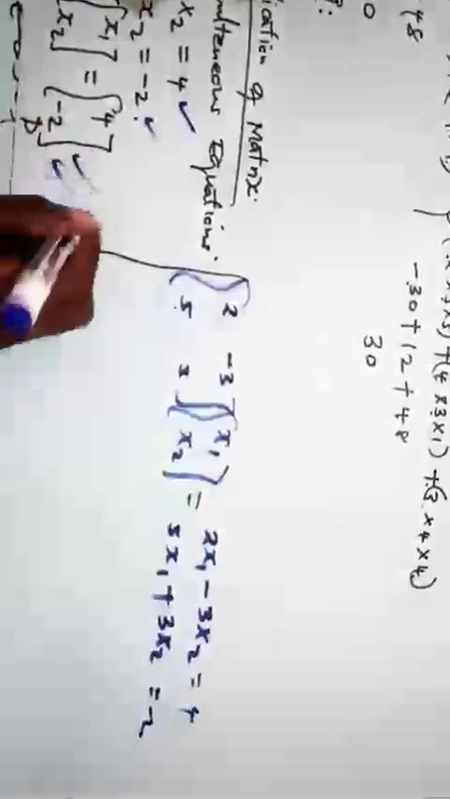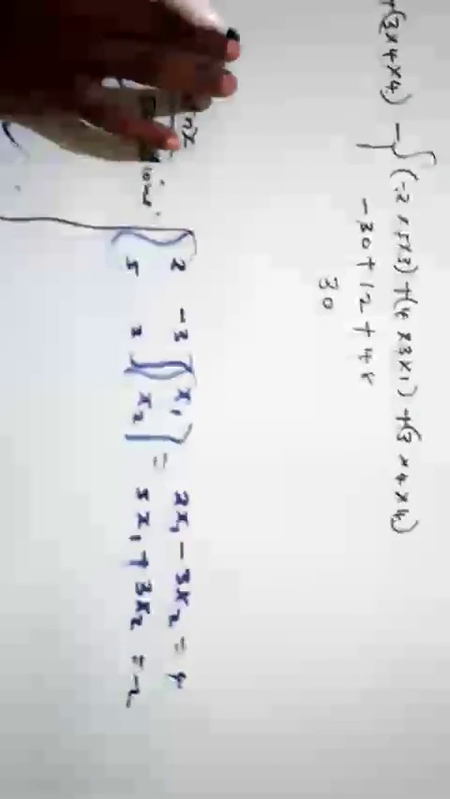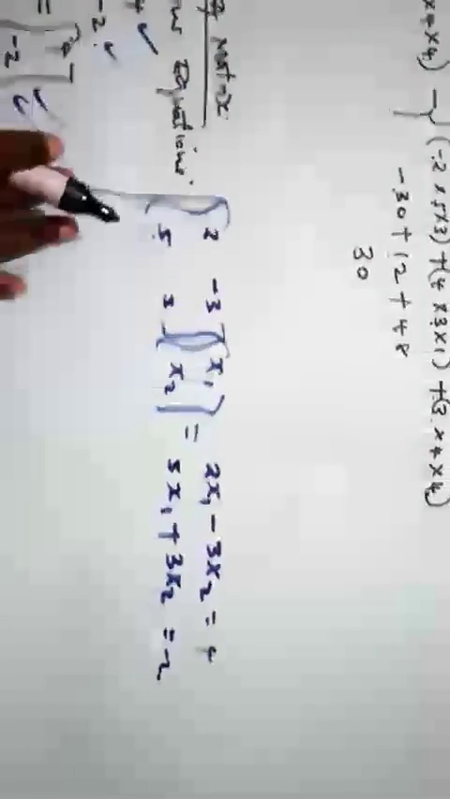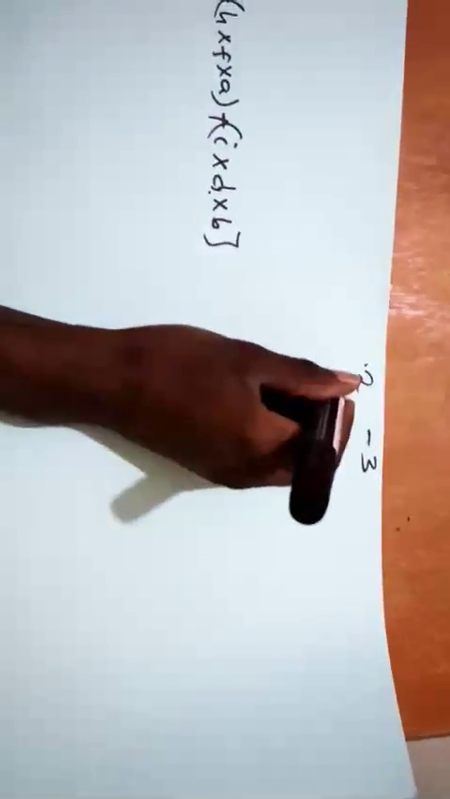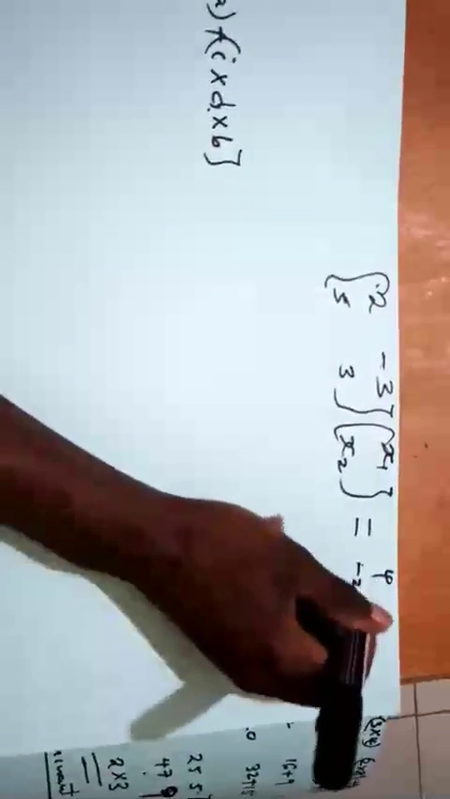So this matrix, we can solve it. Let's proceed and solve that kind of matrix. So we are talking about a 2, a negative 3, and we have a 5, a 3, x1, x2, and here they are giving us 4, negative 2, and this is our matrix A, and this is our matrix B.